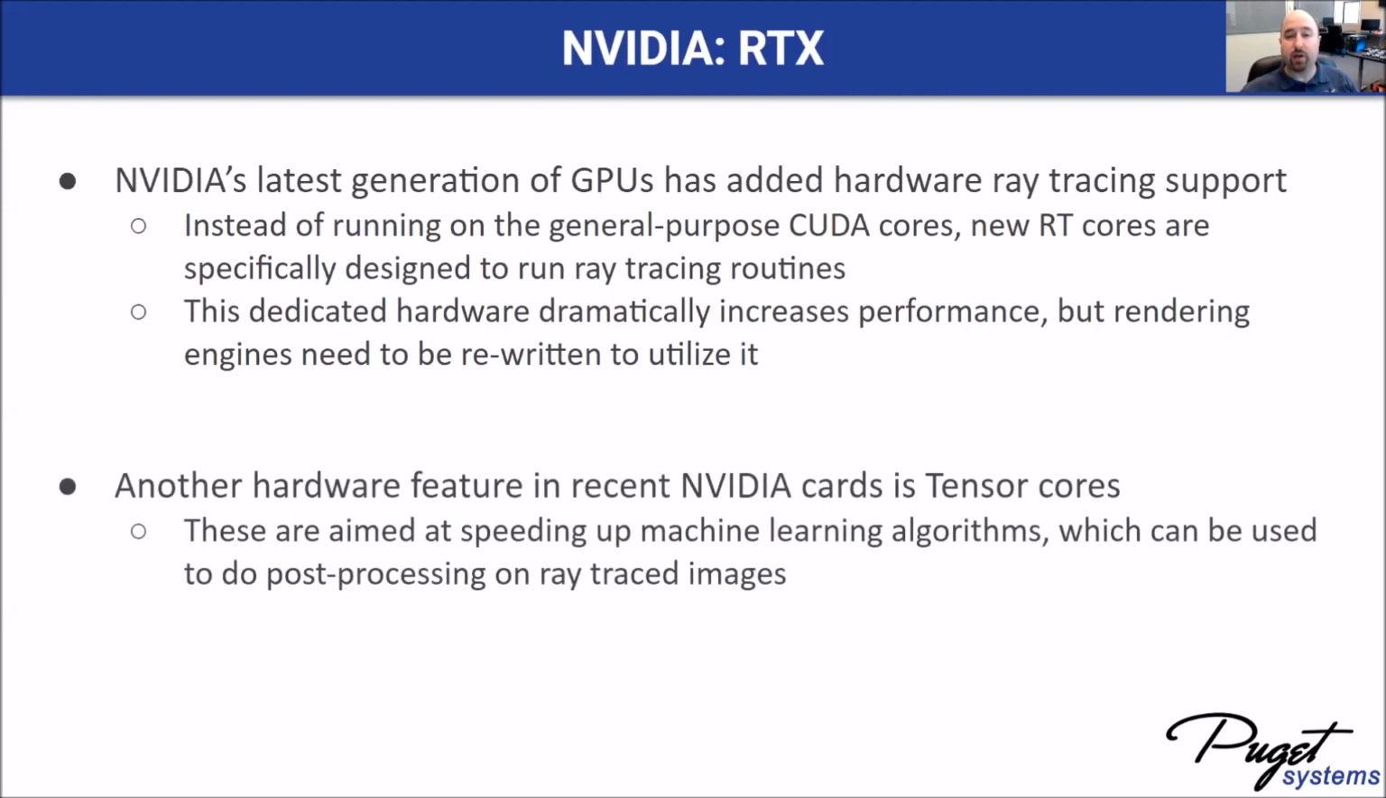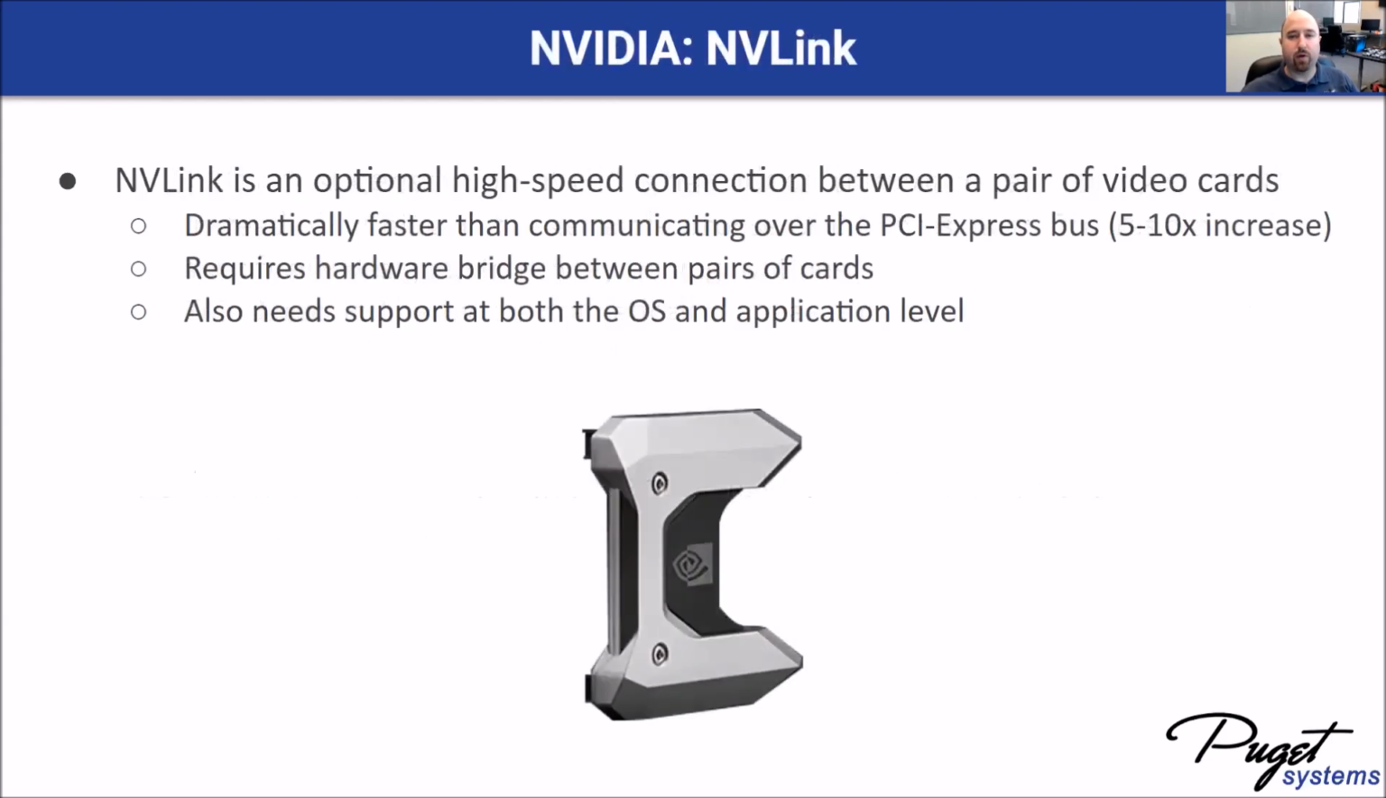Another hardware feature in recent NVIDIA cards in this same RTX series is called tensor cores. And they're not specifically related to ray tracing. What they're actually for is speeding up machine learning algorithms. But a lot of the folks who are developing RTX technology for ray tracing applications are looking at using machine learning to do things like noise reduction and other post-processing after the main ray tracing is done to make the images look even better. So that's just something worth knowing about.